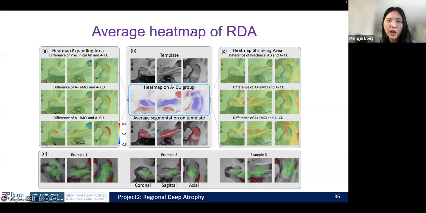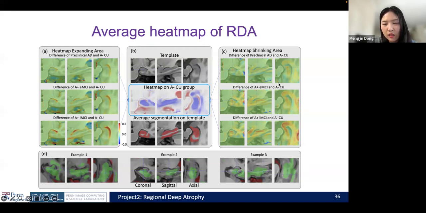Lastly, we calculate the average heat map of RDA. So in the middle is the heat map on the A- control group. And then we also have a template and segmentation as a guide. On the left is the heat map difference of different disease stages of preclinical AD, early MCI, and late MCI compared to the A- control group. And we can see that as disease progresses more, the highlighted red areas, which are regions with more detectable shrinkage, are more significant in more severe diseases. And also for expansion areas, the same result holds.